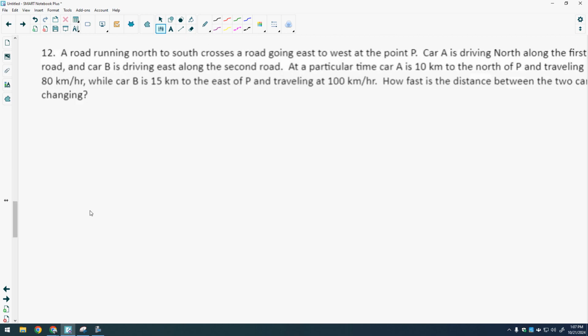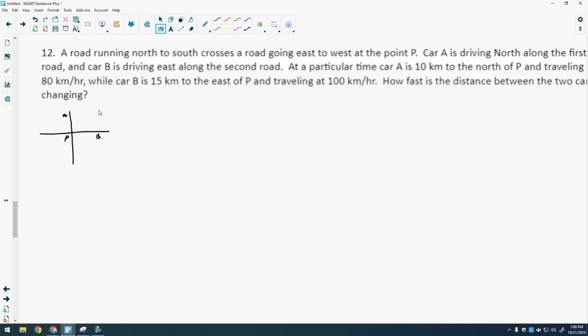All right, your turn. Question 12. A road running north-south crosses a road going east-west. That's pretty easy to draw. Let's see if I can draw a straight line. Not too bad. At point P, car A is driving north, so car A is going north along the first road, car B is going east-west. So let's just call that A, and let's call that B.